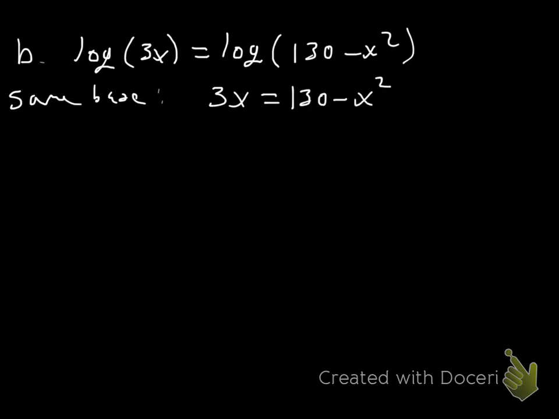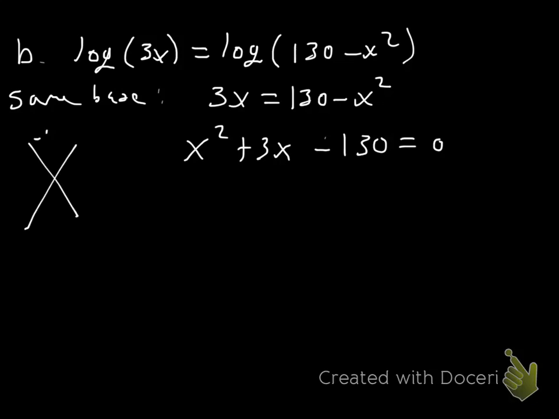That's the input. Okay, this is a quadratic, and usually we solve this by quadratic formula or factoring, and we need to set one side equal to 0. What I want to do is add x squared to both sides and subtract 130 from both sides, because that's going to make the factoring easier. Then we're going to look for factors of negative 130 with a sum of 3. So that happens to be 13 and negative 10.